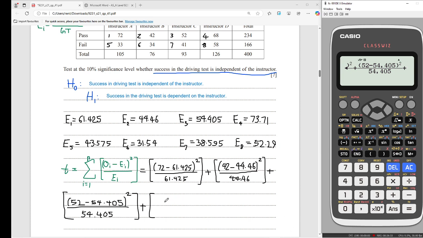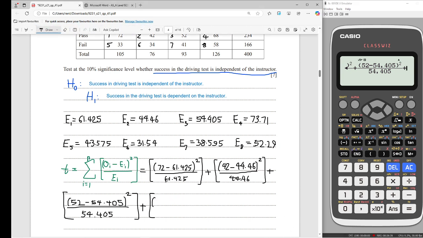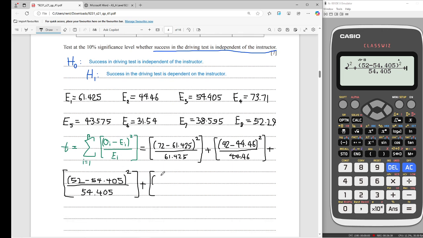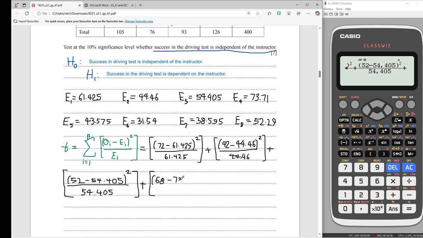Okay, moving on. I equals 4, so our observed value becomes 68. Our expected becomes E4, which is 73.71. Right, we find the difference between the two, square it, then divide by our expected value itself. Okay, so we've calculated the values for 4.